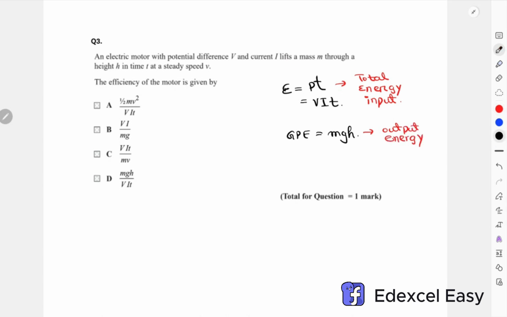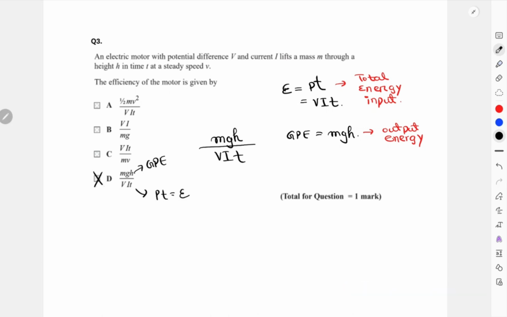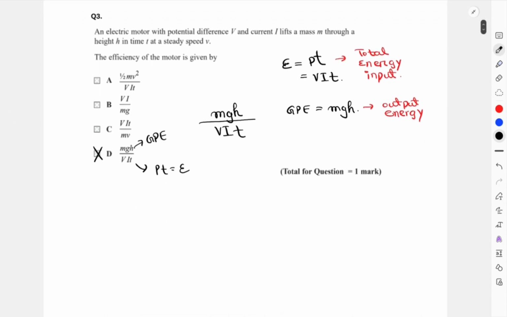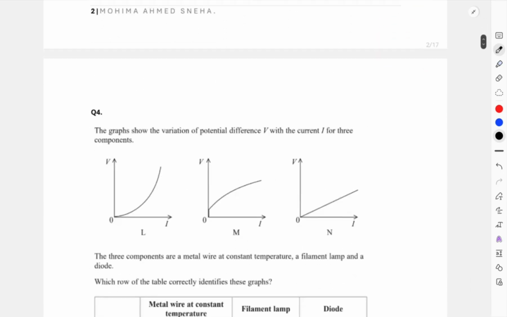Now if you want to find the efficiency, the formula was useful energy output divided by total energy input. In that case, we can write that the useful energy output was mgh, and the total energy input was VIt, which you can clearly see is very similar to option D. It has gravitational potential energy in the numerator, and power into time, which equals energy, in the denominator. So obviously option D is the correct answer for this question 3. Yeah, that's it. If there are any questions, you guys can obviously ask. Other than that, there was nothing much for this question. We're going to move on to the next question.